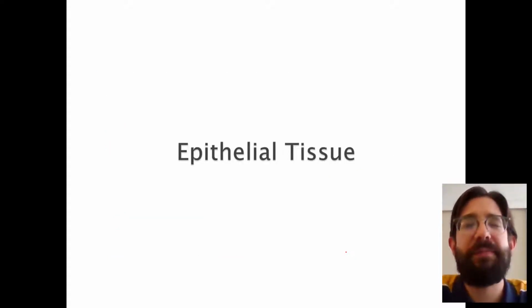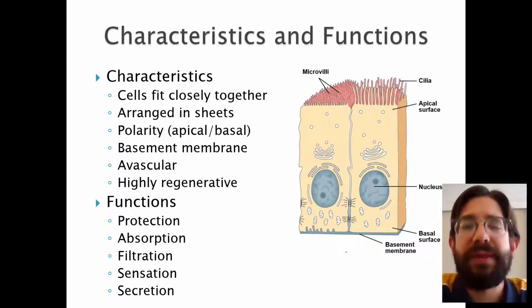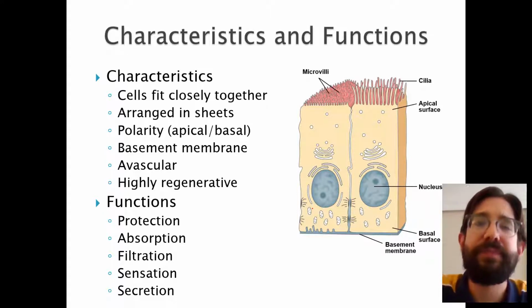So, what is unique about epithelial tissue? What characteristics and functions do epithelial tissues play out in the body? One is that their cells fit closely together. If you were to think about blood, with all of that plasma separating the red blood cells and white blood cells, that's pretty clearly not a type of epithelial tissue. Something else you'll see in epithelial tissue is that the cells are arranged in sheets. Again, blood is not something that's arranged in sheets. Your neurons are not arranged in sheets. So this is very characteristic of epithelial tissue.